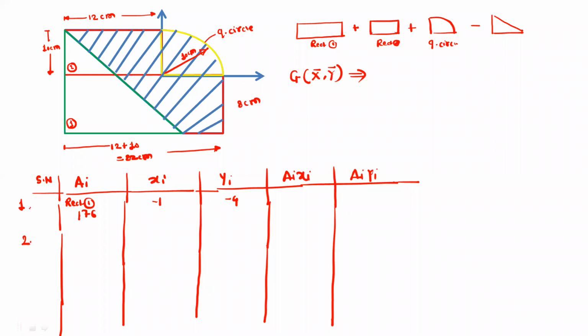Then the second geometry, this is rectangle 2. For rectangle 2, its area is 12 by 10. So this is 120 centimeters square. Its x coordinate is -6 and y coordinate is 5.